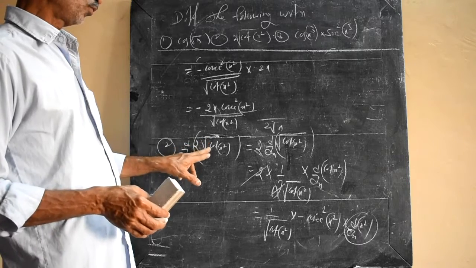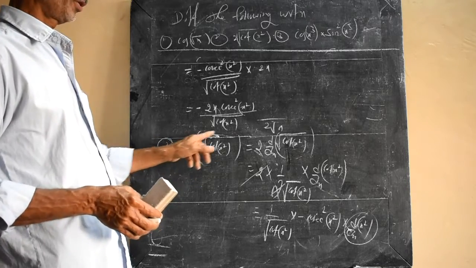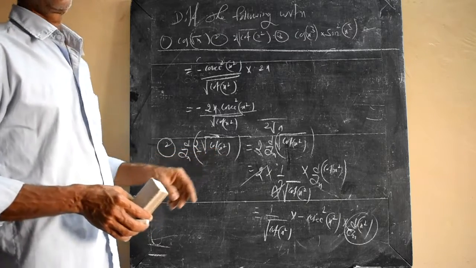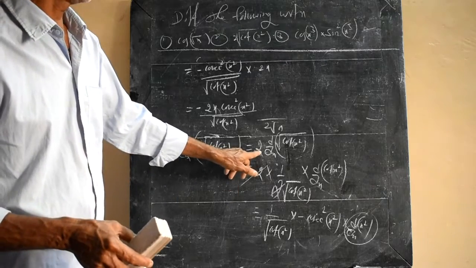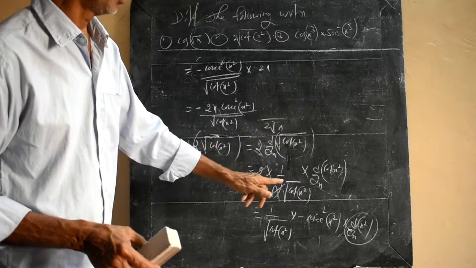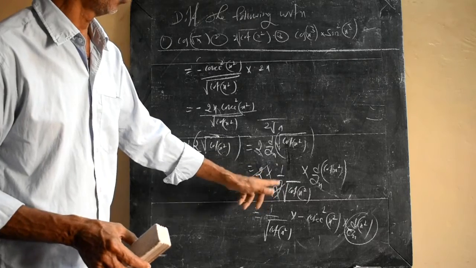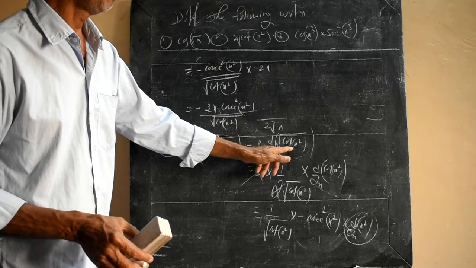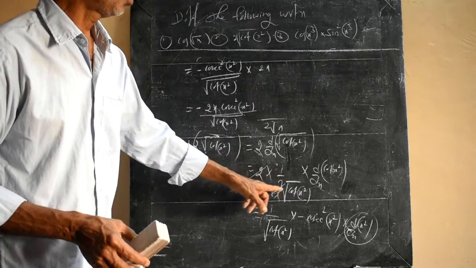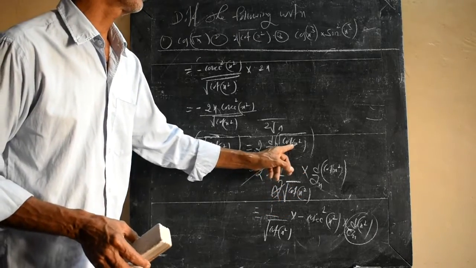So d by dx of 2 root cot x square. 2 constant outside. Then d by dx of root of cot x square. Any constants are there, constant can be taken outside. Now look here. At the outside root is there. Therefore root differentiation. What is the root x differentiation? 1 upon root x. Root f of x is there, but simply x is there. Cot x square means f of x. So it is 1 upon 2 root f of x into d by dx of this inside.